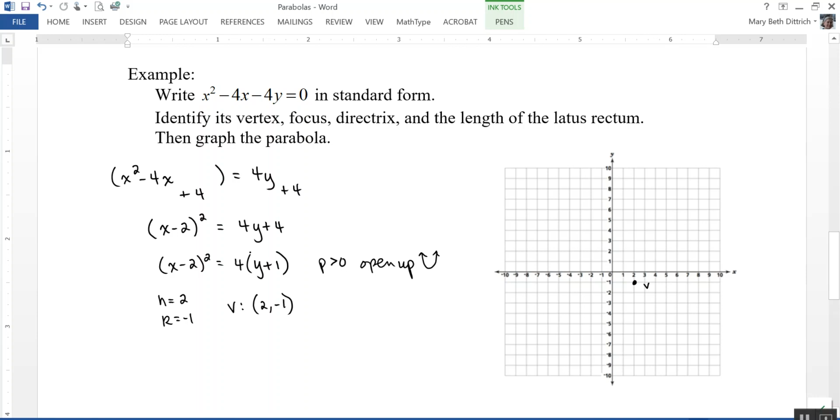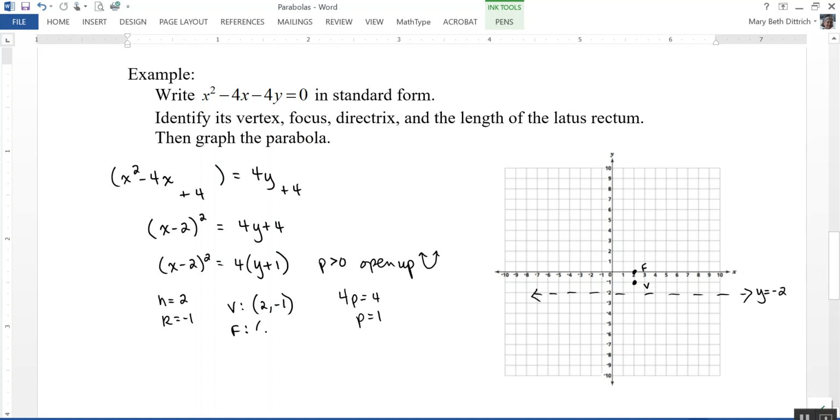So this value here is 4p, so 4p is equal to 4. So that means p is equal to 1. Recall that p is the distance from the vertex to the focus. Since it opens up, I know my focus is going to be right here. It's also the distance from the vertex to the directrix. And even though it didn't say draw the directrix, I'm going to draw it in here.